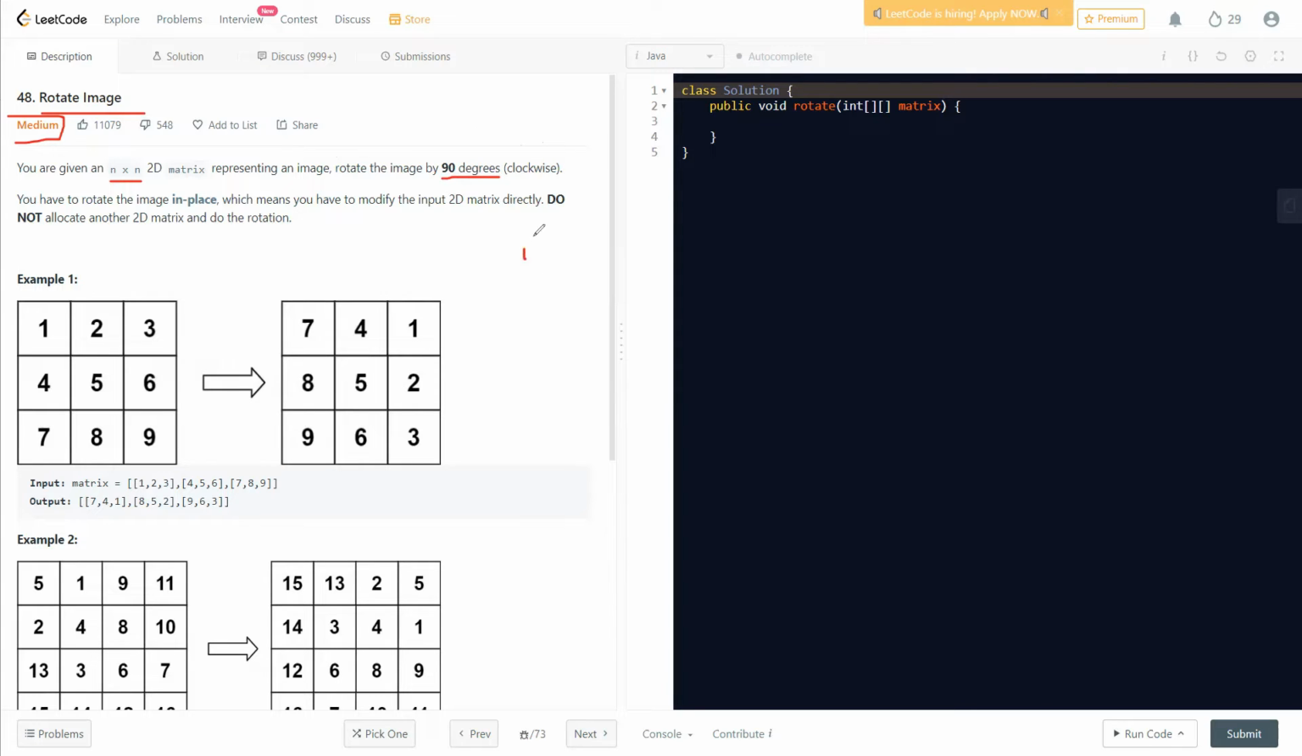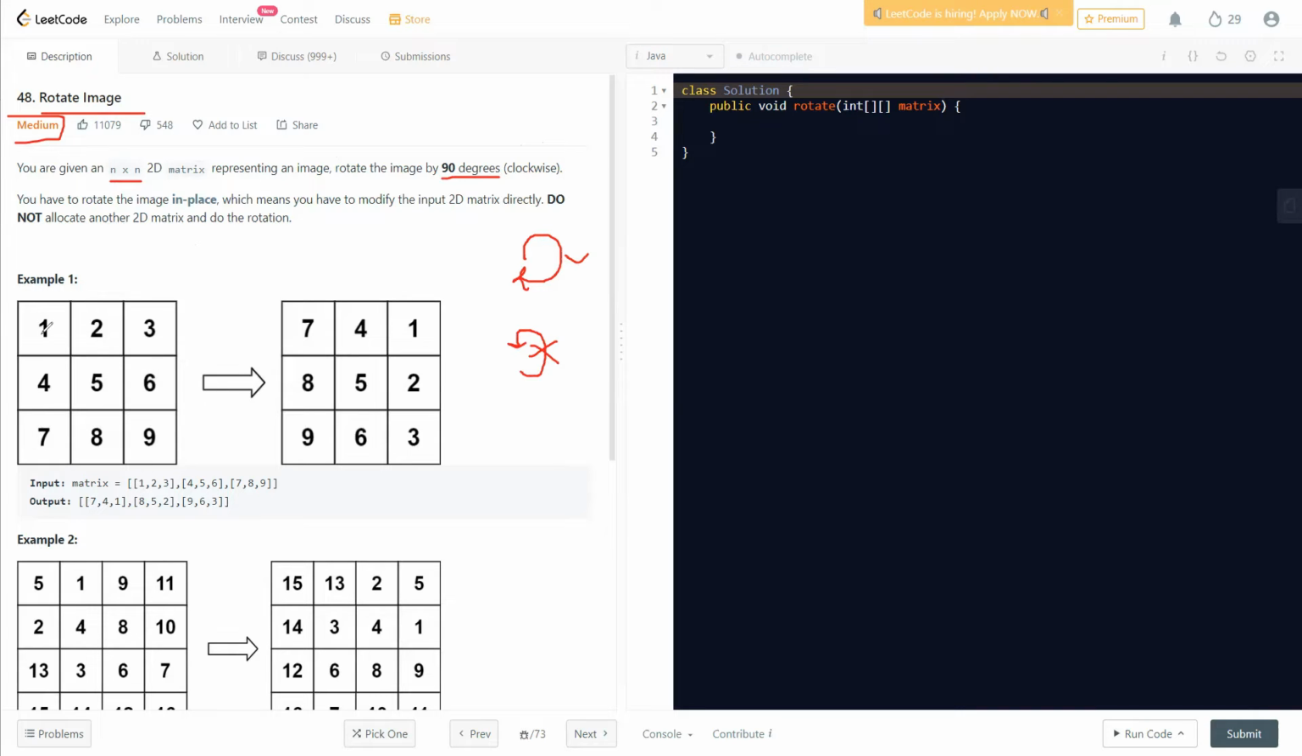So what's clockwise? Clockwise direction is something like this direction. It should go round like this, not the other way around, which would be anti-clockwise. So we should do this one. Right, now let's understand the example.